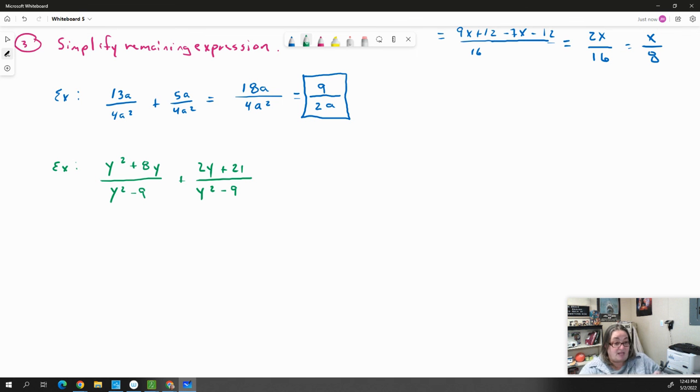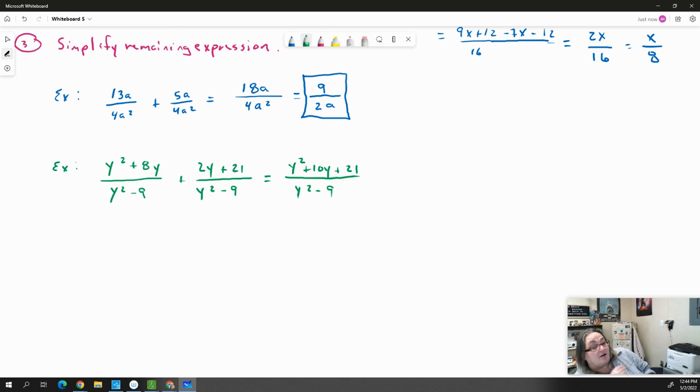They're not even similar. They're exactly the same. So I can go ahead and combine the numerators. I go, well, y squared, there's nothing I can add that to, so it's just going to be y squared. And I have 8y plus 2y. Well, that's plus 10y. And I don't have a constant here, but I have this plus 21 here that I'm going to have to bring over. And then it's all going to be over y squared minus 9.